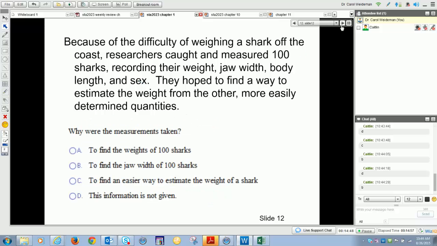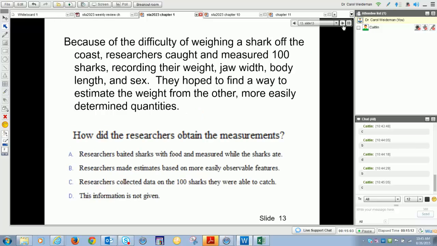But why did they take the measurements? They hope to find a way to estimate, and that's another C there. Find an easier way to estimate the weight of the shark. And then lastly, how did the researchers obtain their measurements? So where did they get those measurements from? They baited the sharks. They made estimates. Yeah, this is another C. They took it on the 100 sharks that they caught and measured.